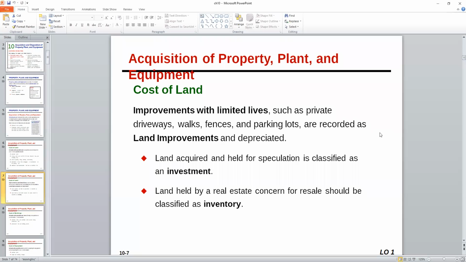That said, there is something called land improvements, which is depreciated. These are things like sidewalks or fences, or parking lots, and they're depreciated because they have a short or definite life. And so as a result, we can depreciate them over the useful life to the business. But the land itself is not depreciated.